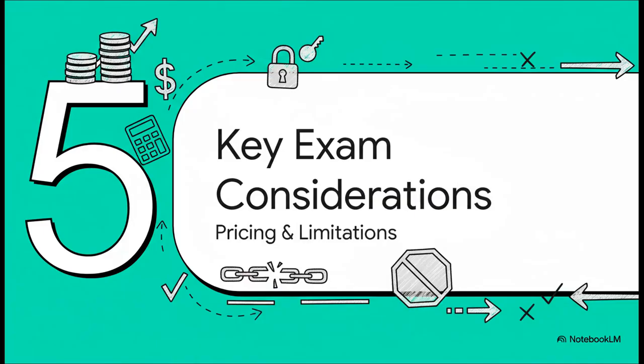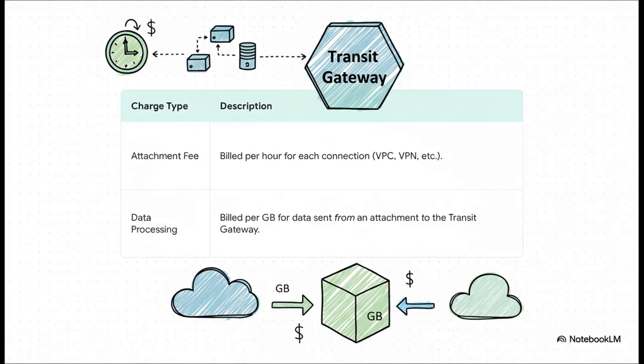Remember it. All right, let's talk about the details that love to pop up as exam questions. You know, the fine print, pricing, and some of the specific feature limitations you gotta know about. The pricing model is really important to get. It's got two main parts. First, you pay a small fee every hour for every single attachment you have hooked up. Second, you pay a data processing fee for every gigabyte of data that flows into the transit gateway. So it's pretty simple. You pay for the connections, and you pay for the data that runs through them.